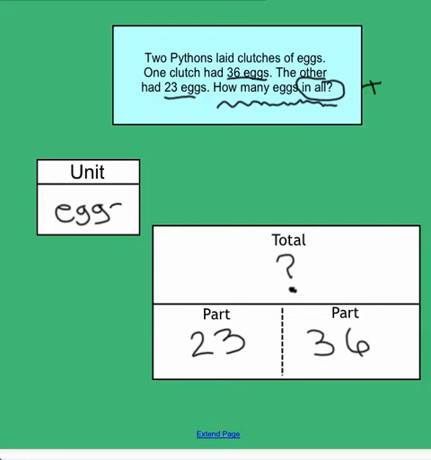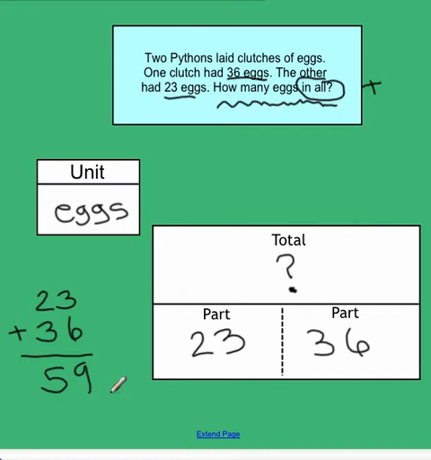Now that I have a plan, I want to go ahead and do step 4, solve the problem. I know that I have this key word that said in all, and it tells me to add. My 2 parts here are going to add together to make a total. I'm going to show my work off to the side. 23 and 36. I'm going to put a plus sign to show that I'm adding. I'm going to start on the right side. 6 plus 3 is 9. 3 plus 2 is 5. Okay, my answer is 59.